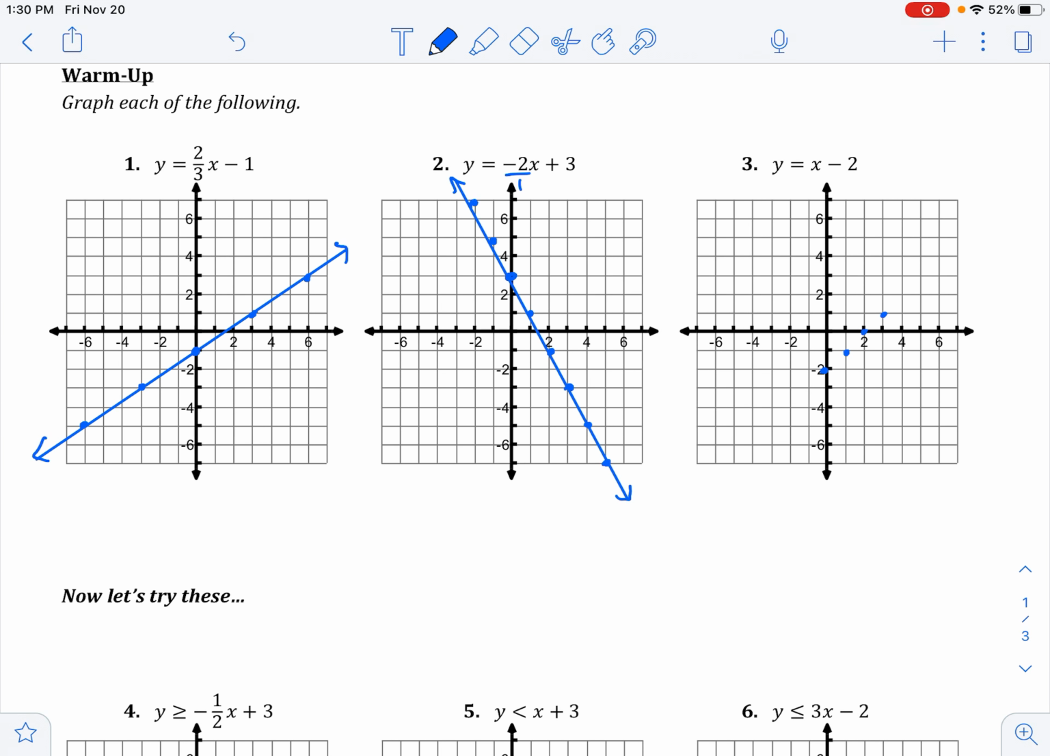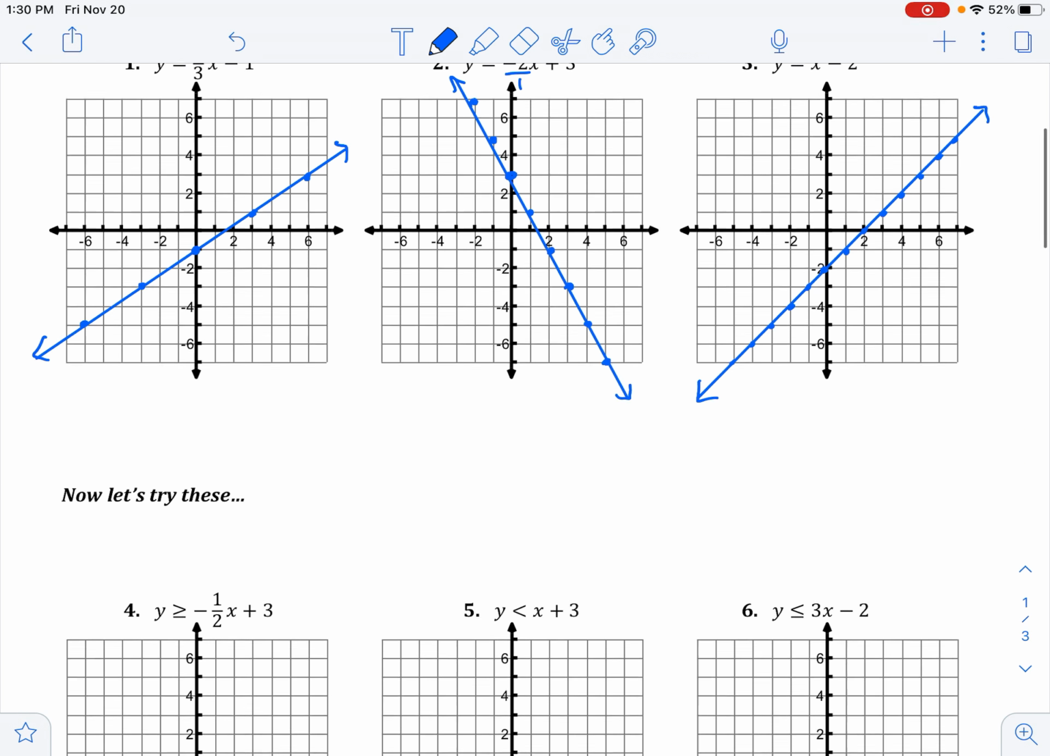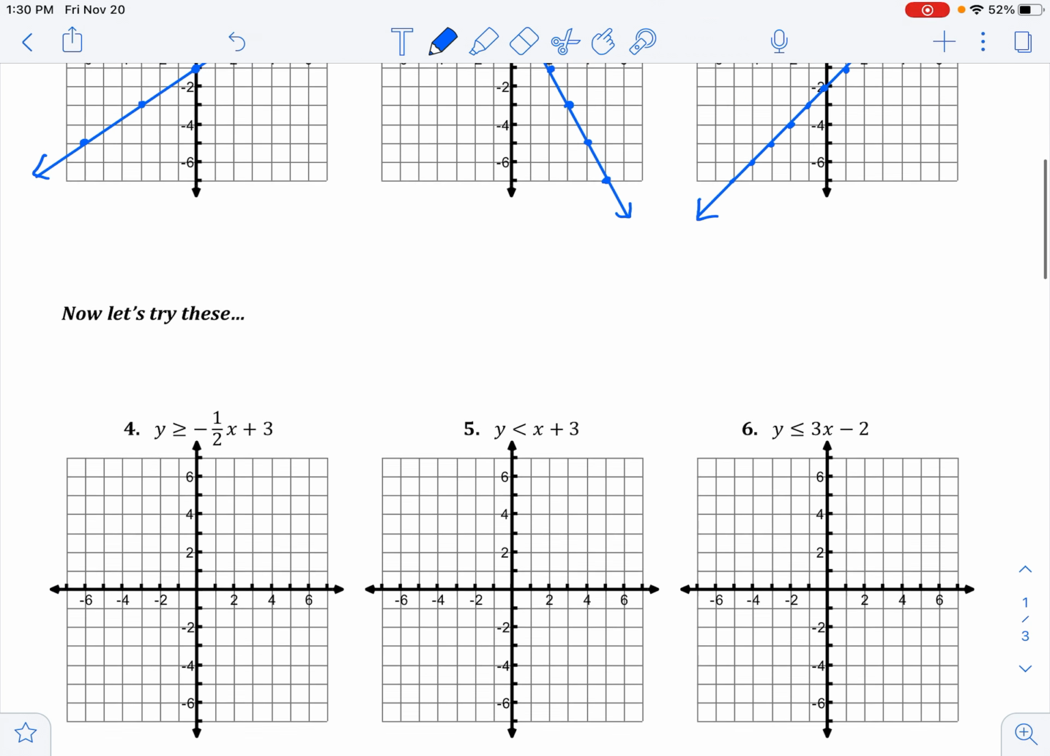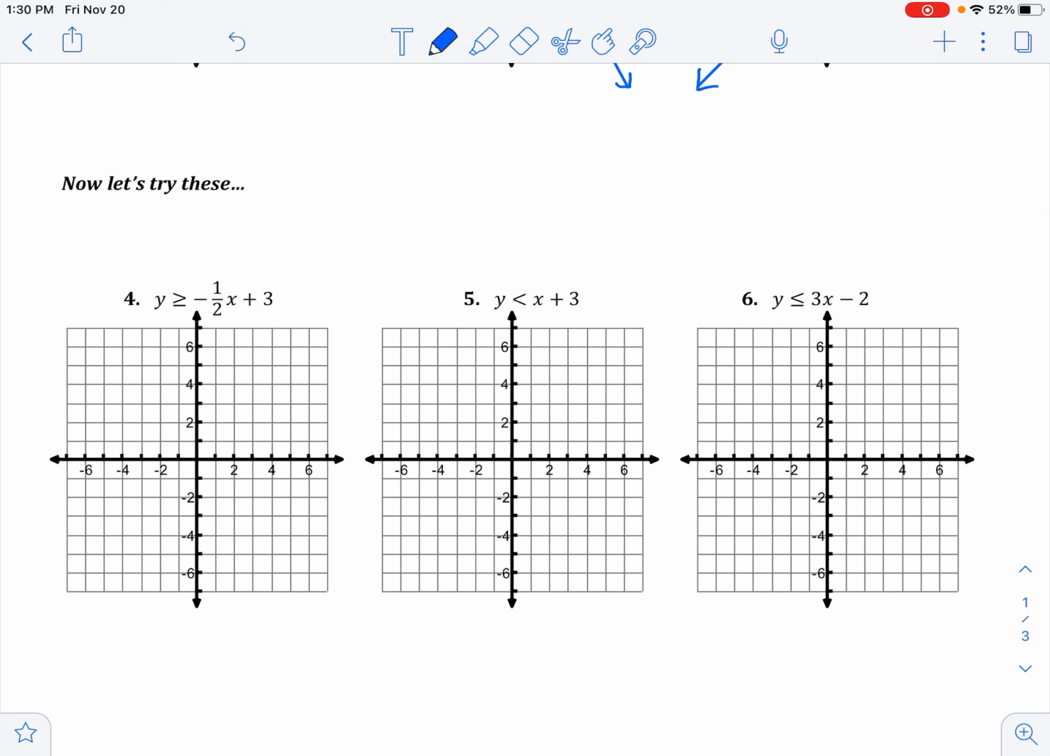And then the last one is y equals x minus 2, where your y-intercept is -2 and your slope is 1. So up 1, right 1, up 1, right 1, and down 1, left 1, down 1, left 1. And there are those 3 lines. All right, let's go ahead and graph these 3 inequalities.